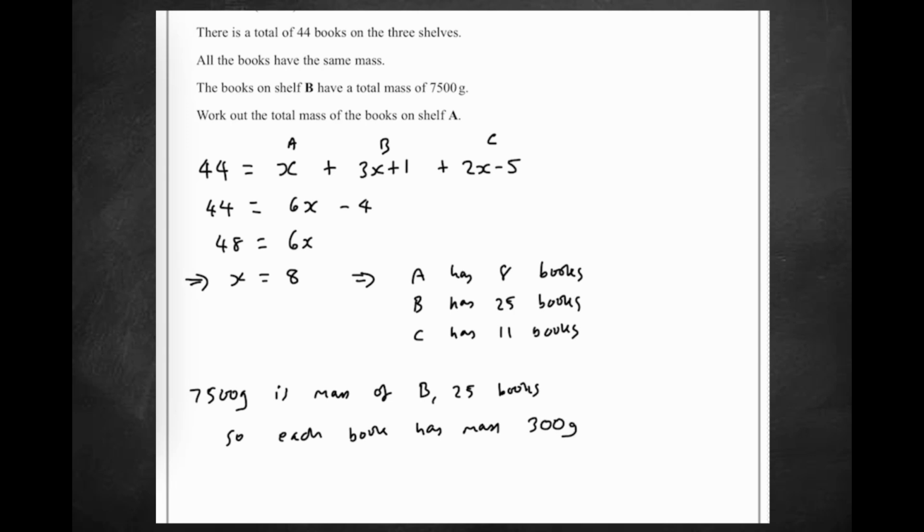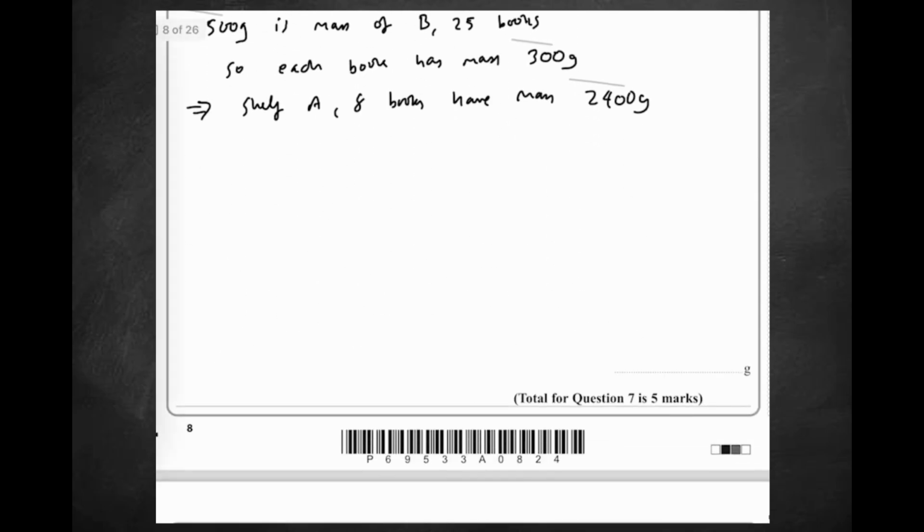And we are told that all the books have the same mass, so therefore shelf A, 8 books, have mass 2,400 grams, which is just 300 multiplied by 8. And that's a 5-mark question.